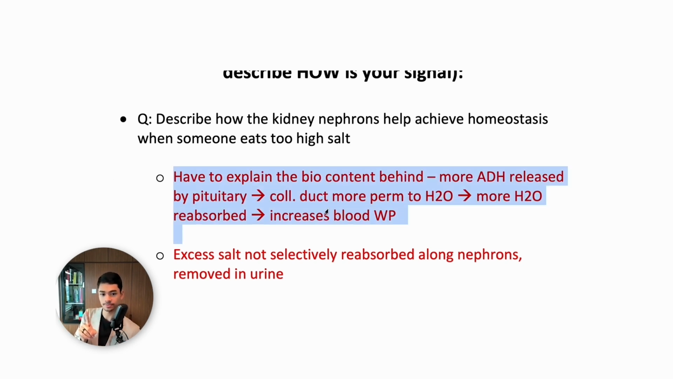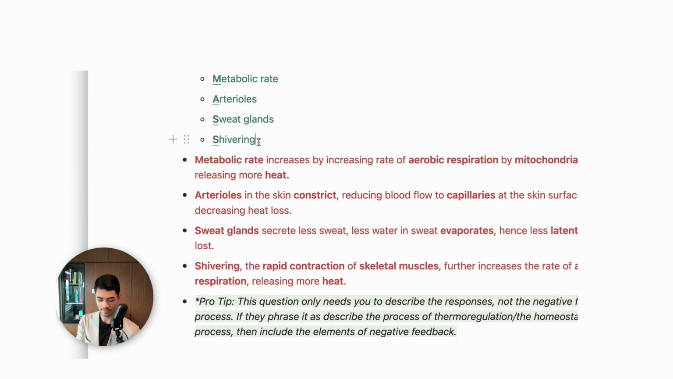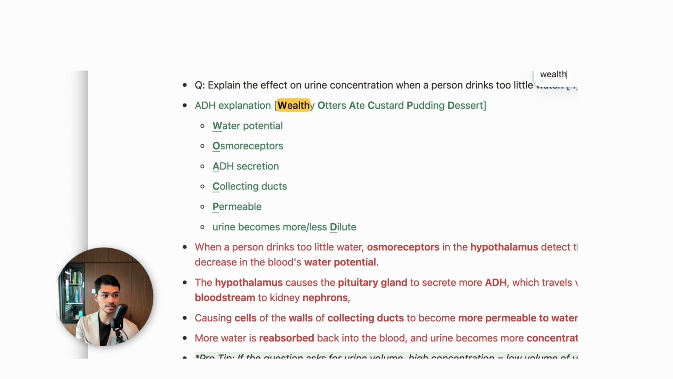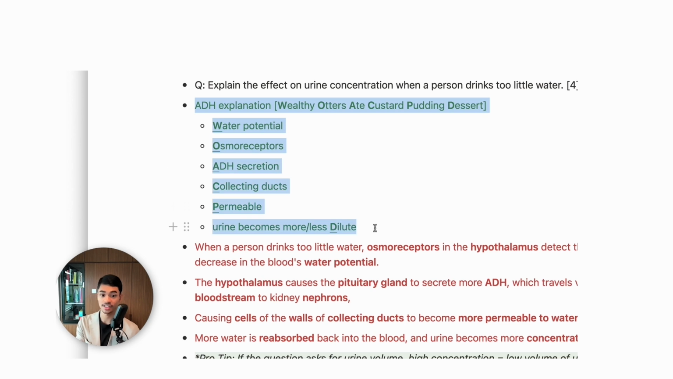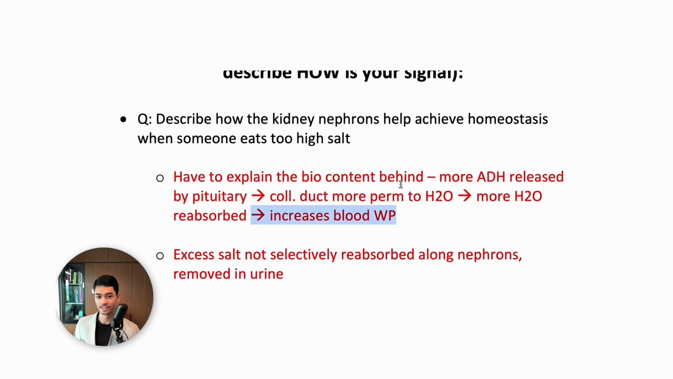Okay, the first explanation is here, how we achieve water potential homeostasis, which is the ADH explanation. So more ADH is released by the pituitary gland, then collecting ducts become more permeable to water. More water will be reabsorbed, and that increases the blood water potential. Okay, I forgot to put in here, but there's actually a memory shortcut for the ADH explanation. So just now I said ADH secretion, collecting ducts, be more permeable, right? This is from the template answer as well.